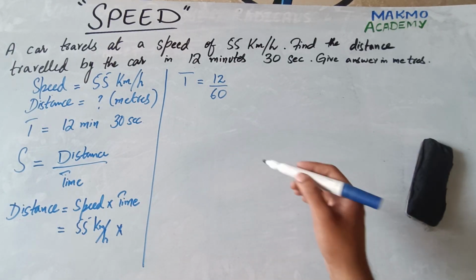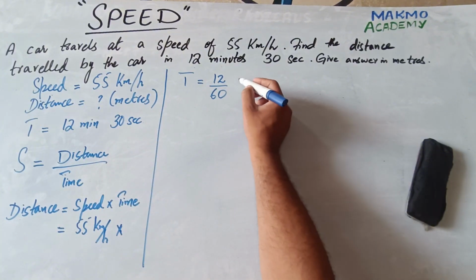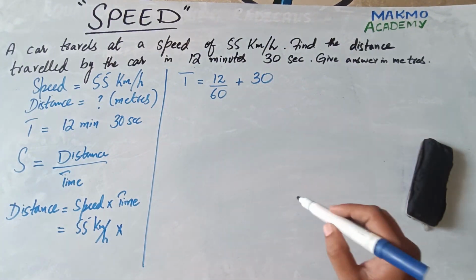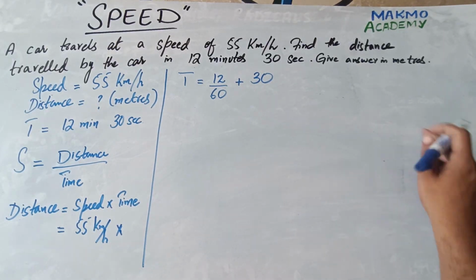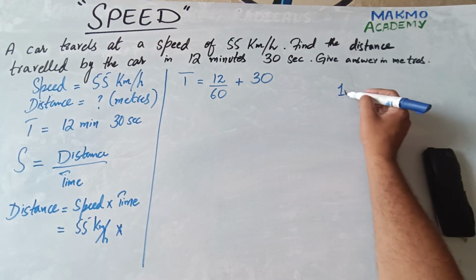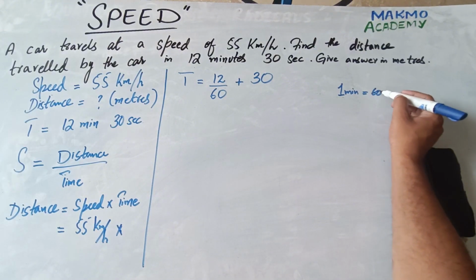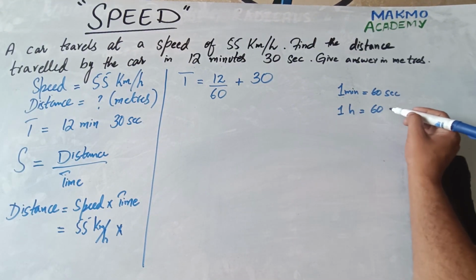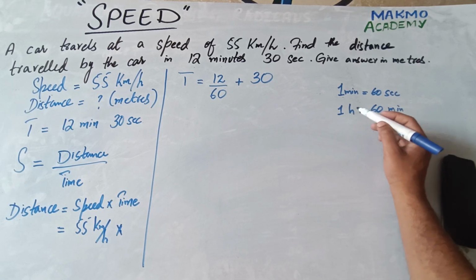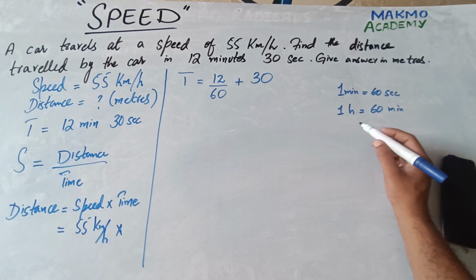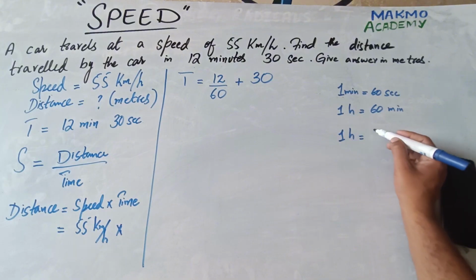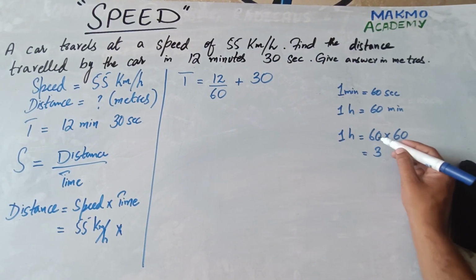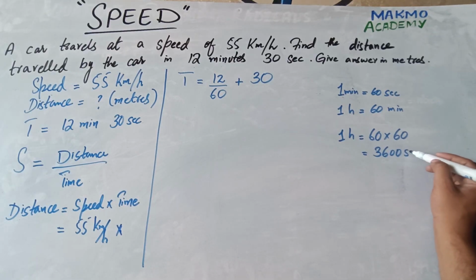So we are going from minutes to hour, then plus 30 seconds, and again we are going from seconds to hour. Now there is one important thing: in 1 minute there are 60 seconds, and in 1 hour there are 60 minutes. So if we want to go from seconds to hour, it means that in 1 hour there are 60 minutes, and in each minute there are 60 seconds. So which means that 60 times 60 is 3600 seconds.